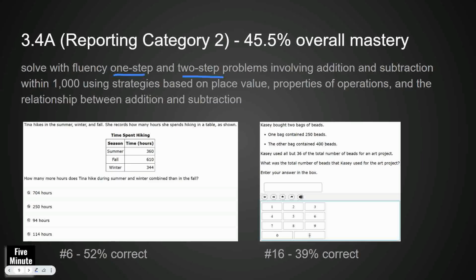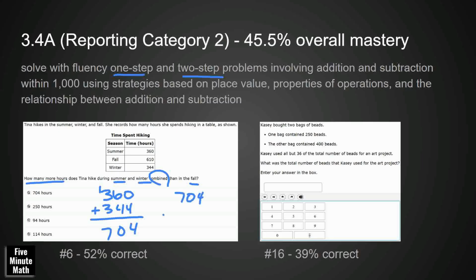So we've got a table. How many more hours does Tina hike in summer and winter combined? Okay, so summer and winter, 360, 344. We combine them. We're going to get 704. Then in fall, so 704 minus, what's my fall? 610. All right, so we've got 94. We had 52% of our students get that correct. You'd like to see that at 60 or above, but that's not horrible.